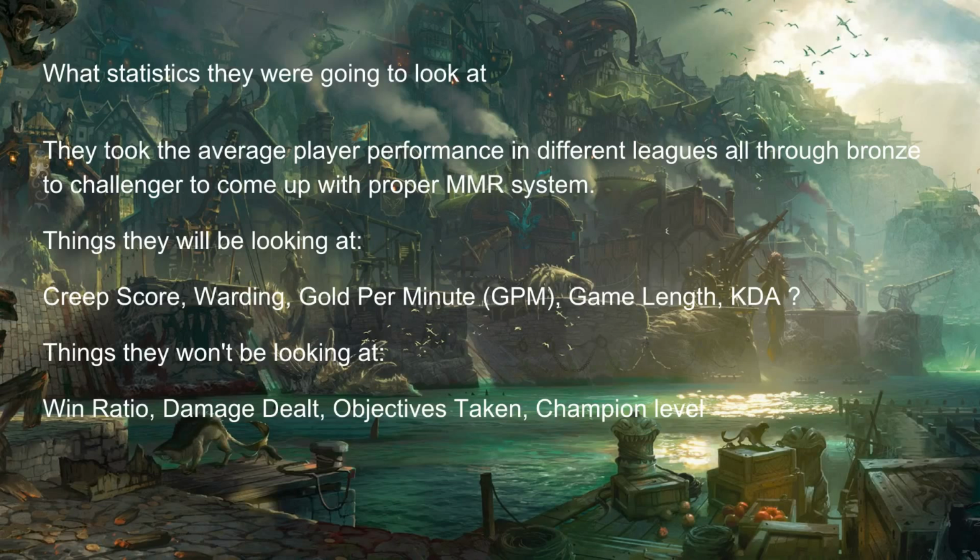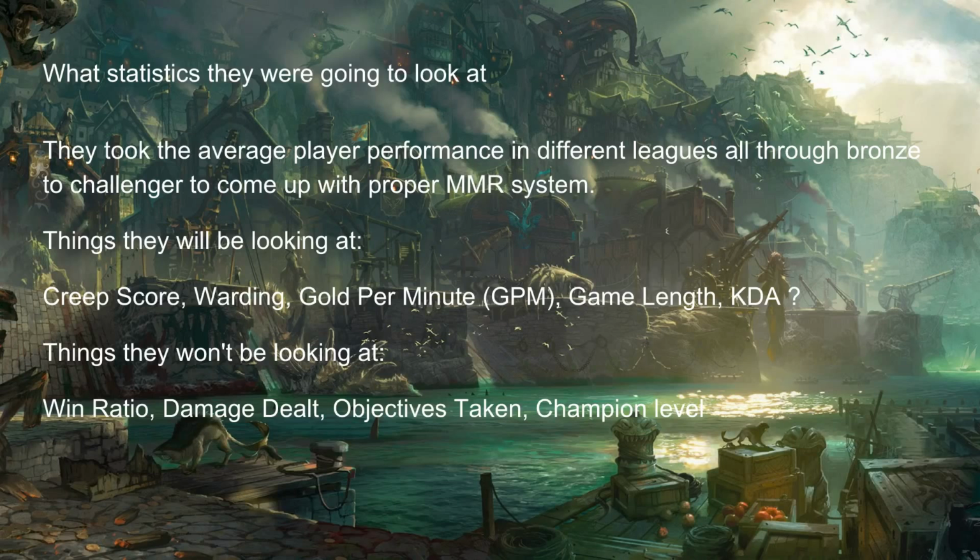So, things that they won't actually be looking at. They won't be looking at win ratios because they want the games to be of equal percentages. So 50% is what they want. It's 50% likely that you're going to win this game, and 50% likely you're going to lose this game. So they want the ratios to match up. They're going to match you up with people of equivalent skill on both your team and your enemy team. And yeah, that's one of the reasons why they won't be looking at win ratio.